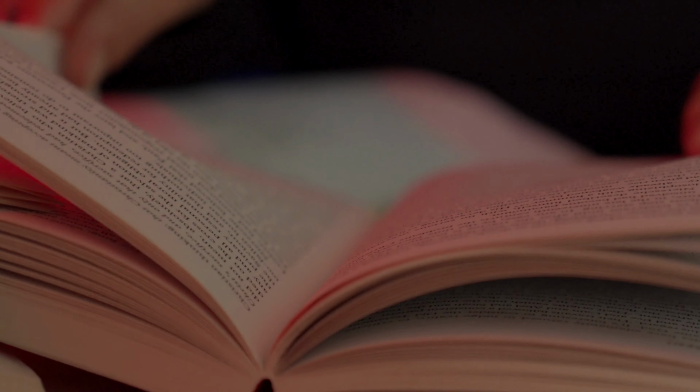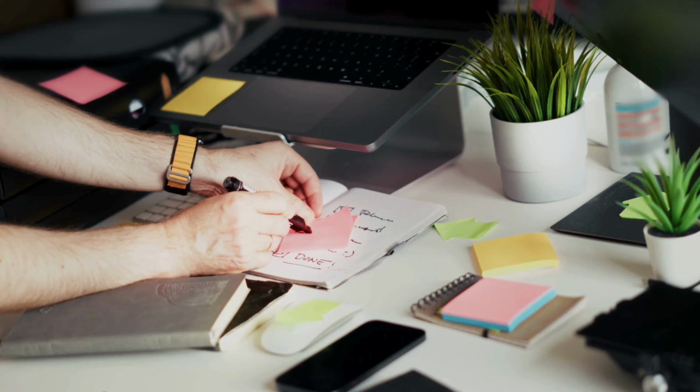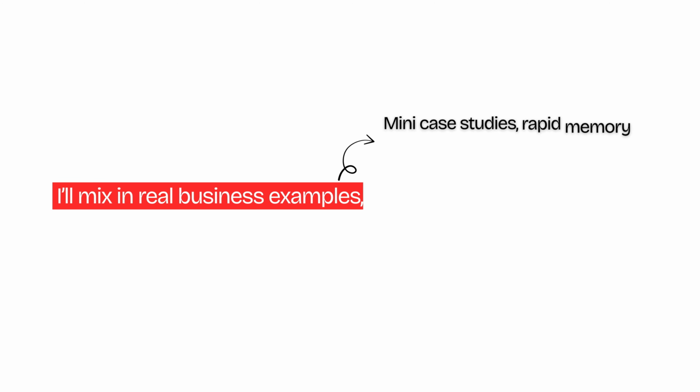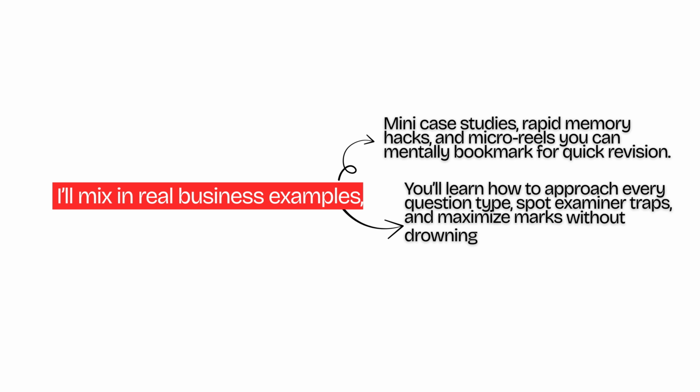efficiently and confidently. By the end of this video, you'll know exactly which study resources to bank on for the knowledge level ACCA exams. You'll get a complete F2 prep guide covering the syllabus from A to E, all mixed in real business examples, mini case studies, rapid memory hacks, and micro reels you can mentally bookmark for quick revision. You'll learn how to approach every question type, spot examiner traps, and maximize marks without drowning in formulas.